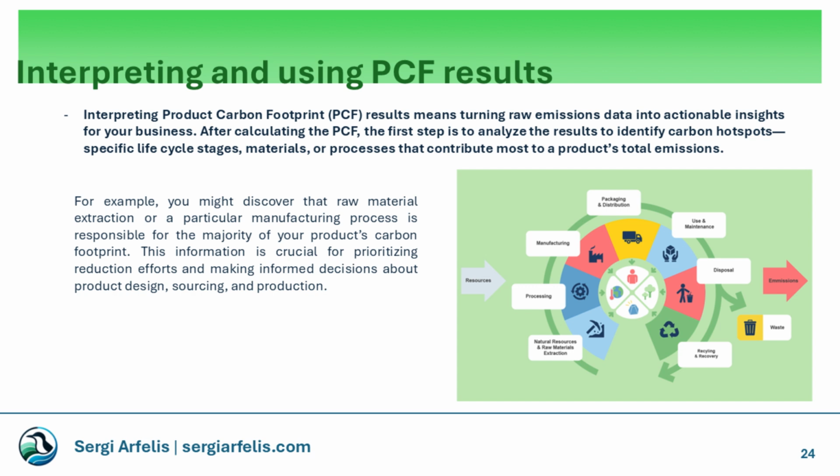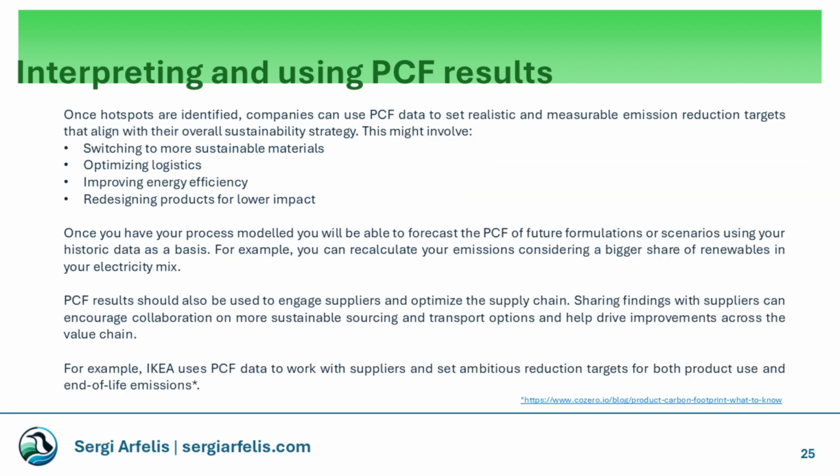For example, you might discover that raw material extraction or a particular manufacturing process is responsible for the majority of your product's carbon footprint. This information is crucial for prioritizing your reduction efforts and making informed decisions about product design, sourcing, and production. By focusing on these hotspots, your company can set realistic emission reduction targets, choose more sustainable materials, optimize logistics, or redesign products for lower impact. Ultimately, interpreting PCF results helps you drive continuous improvement and make your sustainability strategy more effective.